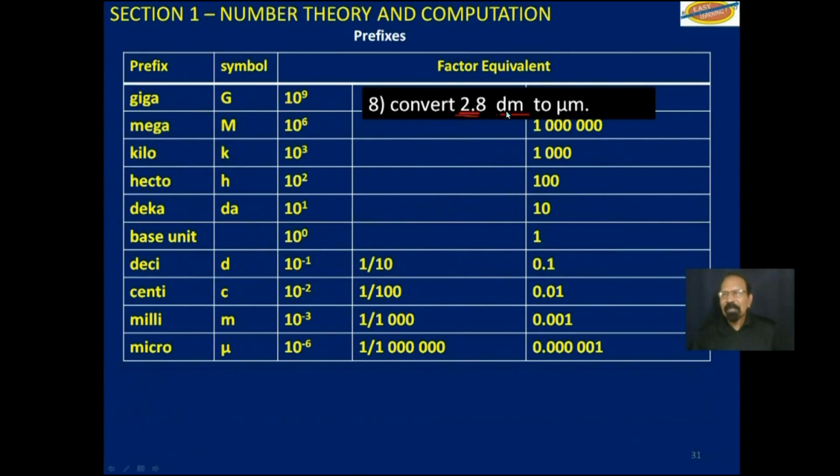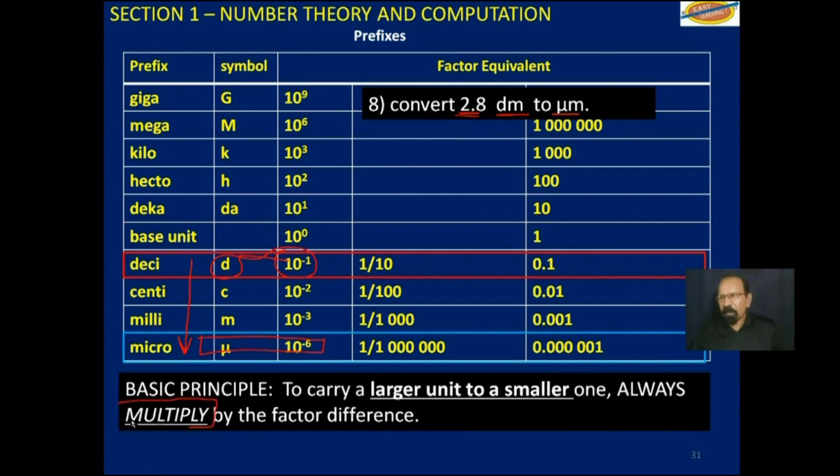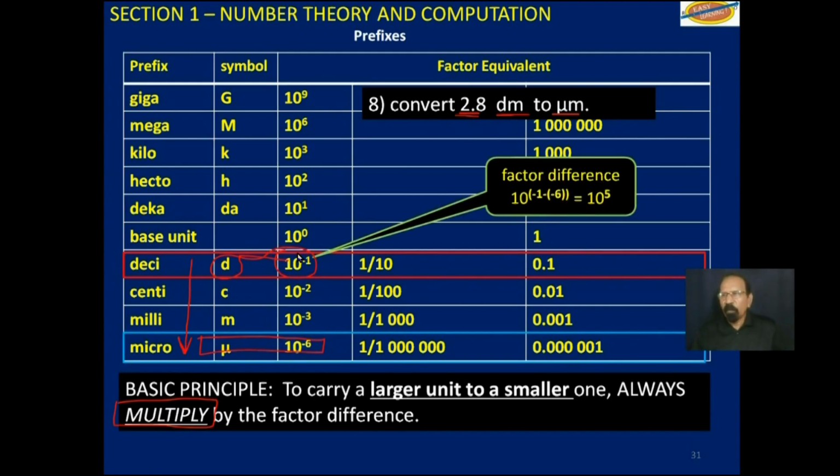Example 8, convert 2.8 decimeters to micrometers. Now, where are we? We are here at decimeters, and we are going to micrometers, that's here. So we are moving from a larger to a smaller unit. We must therefore multiply by the factor difference. What is the factor difference? We will divide this 10 to the -1 by 10 to the -6. So we subtract the indices, which is -1 minus -6, which gives you 5.